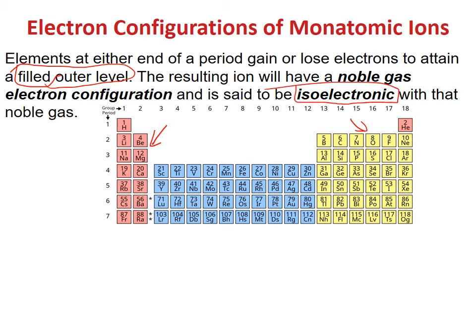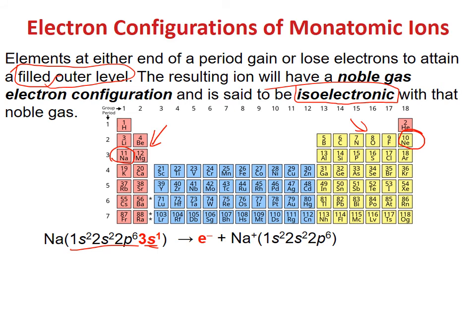So let's use sodium as the example. Sodium is on the left side of the periodic table, and this is the electron configuration, which has one more electron than neon. So after losing this electron, it has the same electron configuration as neon, and so we can say the sodium ion is isoelectronic with neon.